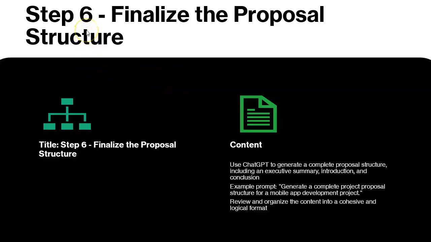In step 6, you will finalize the proposal structure. Use ChatGPT to generate a complete proposal structure, including an executive summary, introduction, and conclusion. So we can give a prompt like: generate a complete project proposal structure for a mobile app development project. And you can get a solid foundation, organizing the content in a logical format that flows well. So let's go to the ChatGPT window.